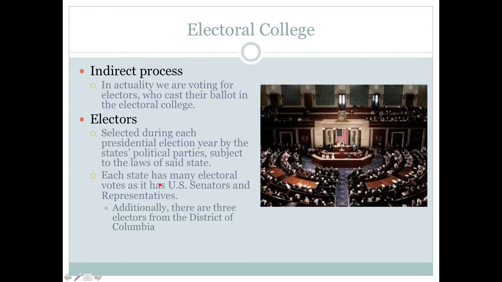So each state has as many electoral votes as its senators and representatives. So we just took a look at that nationwide. Now, our nation's capital, Washington, D.C., the District of Columbia, actually belongs to no state. So as a result, it has no senators and it has no representatives.